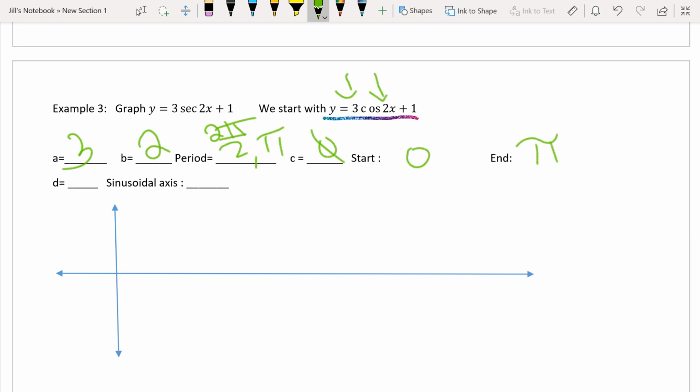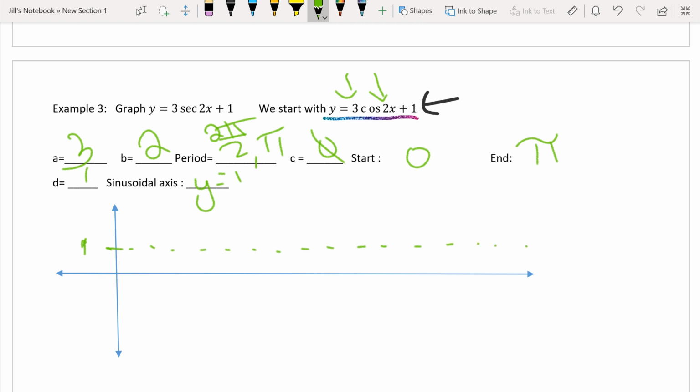This does have a sinusoidal axis change. We have an upshift of 1, so D is 1, so my new sinusoidal axis is y equals 1. Right here at y equals 1 is my new sinusoidal axis. It's not very straight, is it?